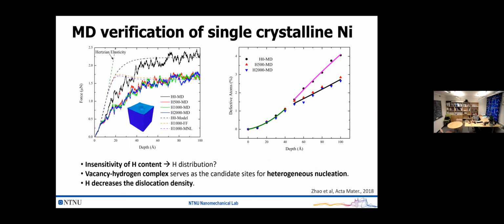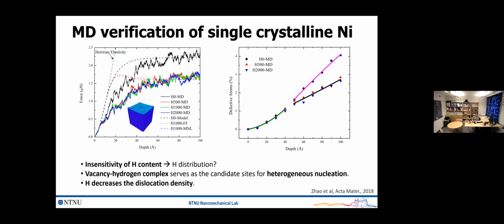Here is the comparison of the model with those dash lines with MD simulation, those bumpy curves. We can see that the model still has some deviation from the indentation. It works very well at the elastic part, but when the yield starts, it deviates a little bit. I will talk about why we have those deviations. But both the model and the MD simulation predict the softening effect of hydrogen.